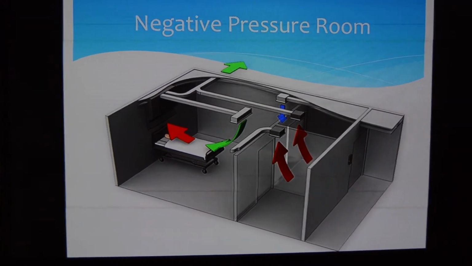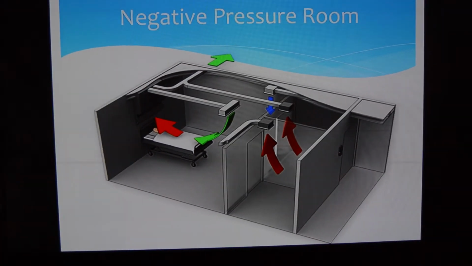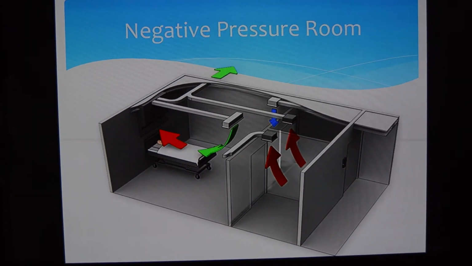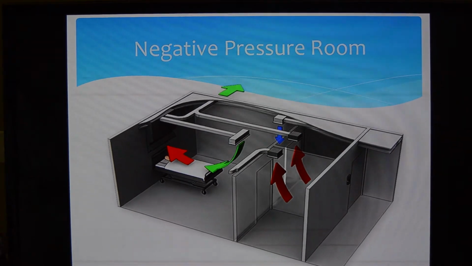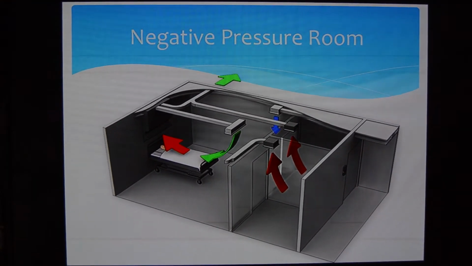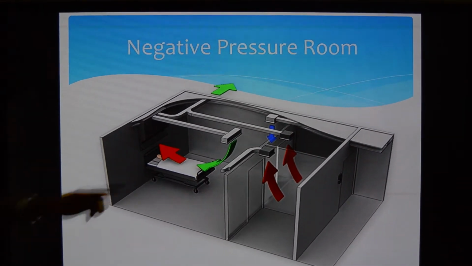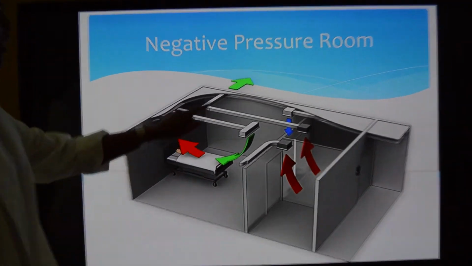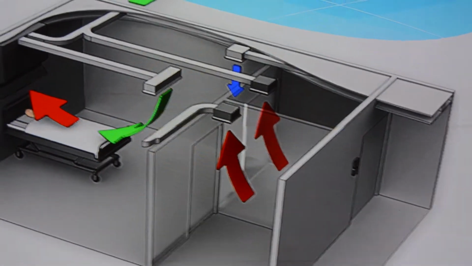The negative pressure room has a ventilation system which allows air to flow into the room but does not allow the air to escape the room. This prevents the contaminated air from reaching other patients within the healthcare facility. And here we see the air entering through here and exiting out, but it is not allowed to exit to where the other patients are staying.